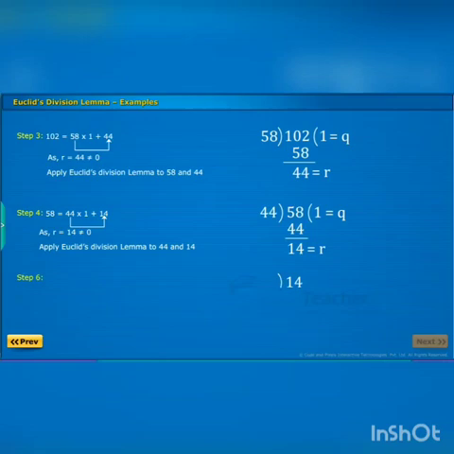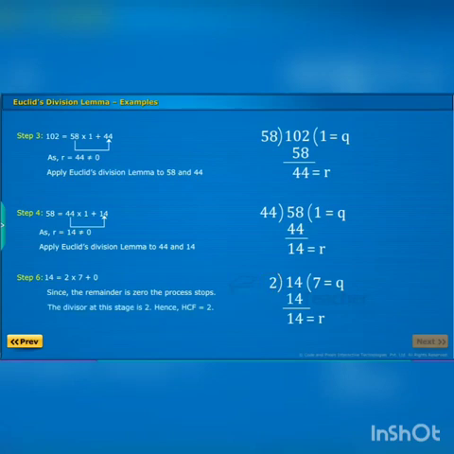Step 6. 14 = 2 × 7 + 0. Since the remainder is 0, the process stops. The divisor at this stage is 2. Hence, HCF is equal to 2.